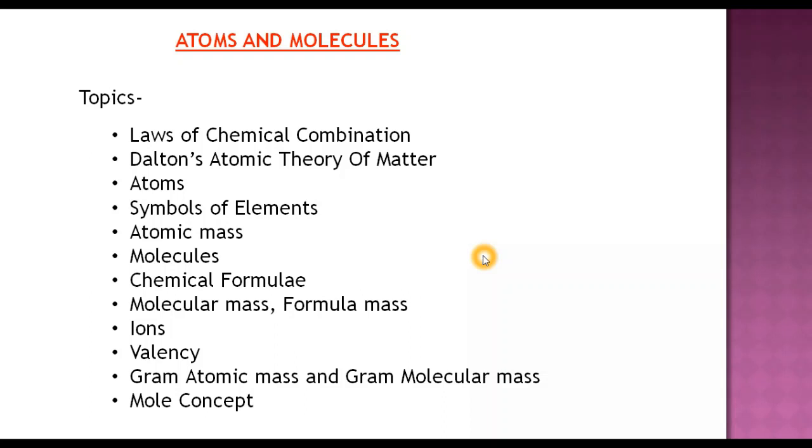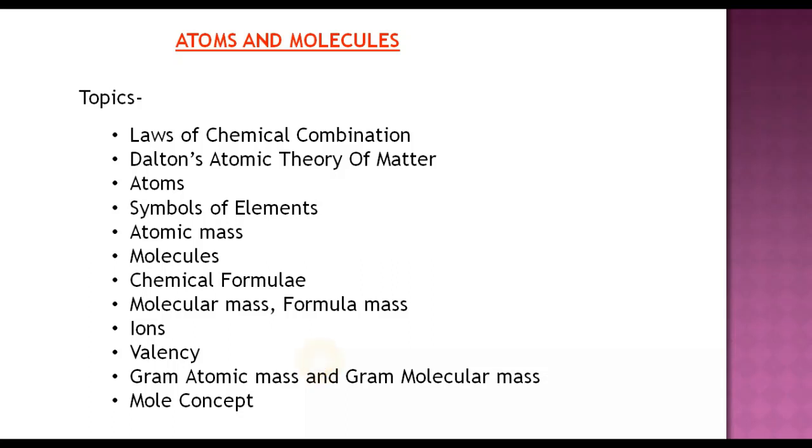We are going to start a new chapter of chemistry, that is atoms and molecules. Topics involved in this chapter that we are going to discuss here are laws of chemical combination. Then we'll discuss Dalton's atomic theory of matter, atoms, symbols of elements, atomic mass, molecules. We'll discuss chemical formulae, molecular mass and formula mass, ions, valency, gram atomic mass and gram molecular mass, and then mole concept.